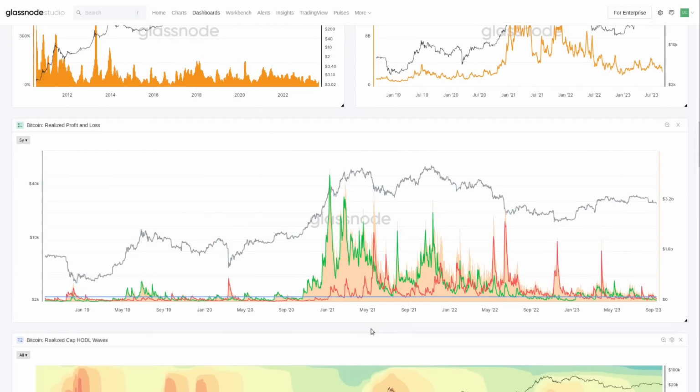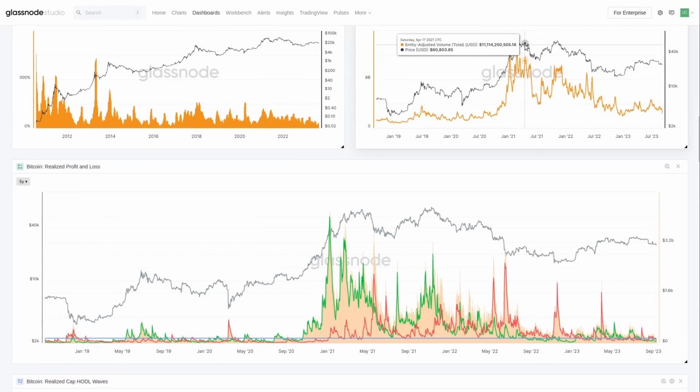Now, another way to gauge this is by looking at our realized profit and our realized loss. So we obviously have realized loss in red and profit in green. And in the background, you can see the orange, which just combines the two together. Now, why does this matter? Well, when we look at things from a realized profit and loss perspective, one thing is to look at the transfer volume, but the question is, where did those coins come from? Are they coming, in terms of their acquisition price, from the $3,000 bottom back here? Are they coming from the $64,000 all-time high? If so, they're going to be realizing a large amount of profit or loss.